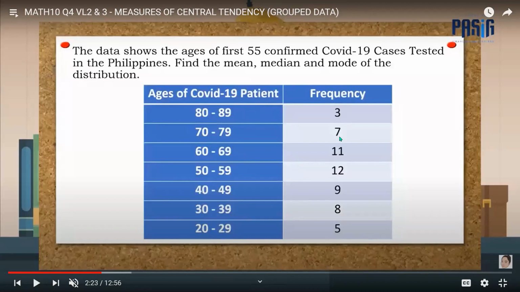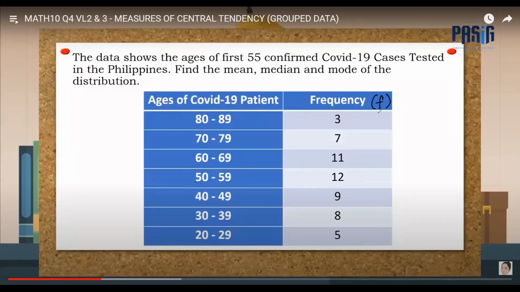Now dito may makikita kayong mga bracket. Yan. Age bracket 20 to 29, 30 to 39, up to 80 to 89. So ang tawag natin sa bawat age bracket na yan is the class. Okay, class ang tawag natin dyan. Next. Aside from the class, we have here frequency. This is represented by the symbol F, which means frequency.